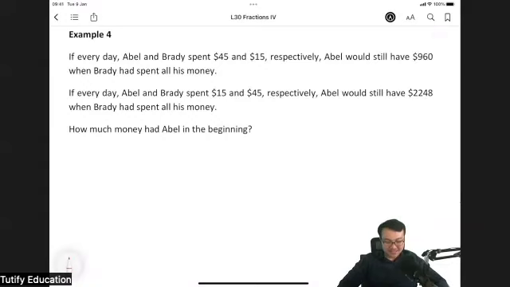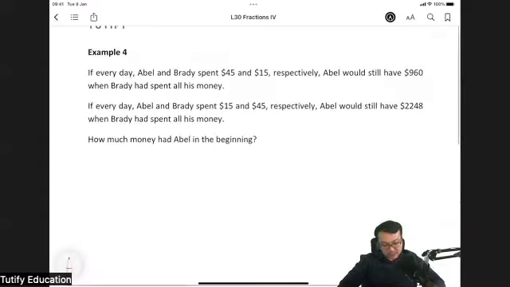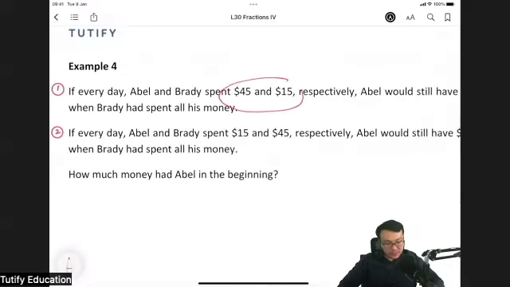Not sure, is it? Okay, you read the question here. There are 2 sentences. Sentence number 1 and sentence number 2. Now let's look at sentence number 1. Who is spending more money? A or B? Or you don't know? A. Very good. A is spending $45, B is spending $15. So A is spending more, right?